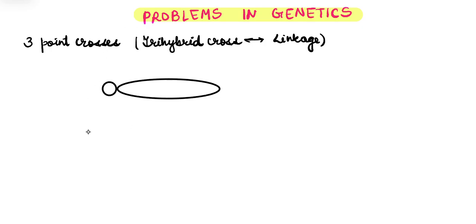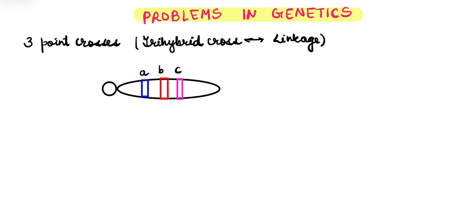Suppose this is your chromosome, a particular chromosome or a segment of chromosome, and here you have three different genes. Let's say one is of blue color here, then another one is of red color here, and then there is a pink colored one. These are three different genes present on a single chromosome. Let us name these genes A, B and C.